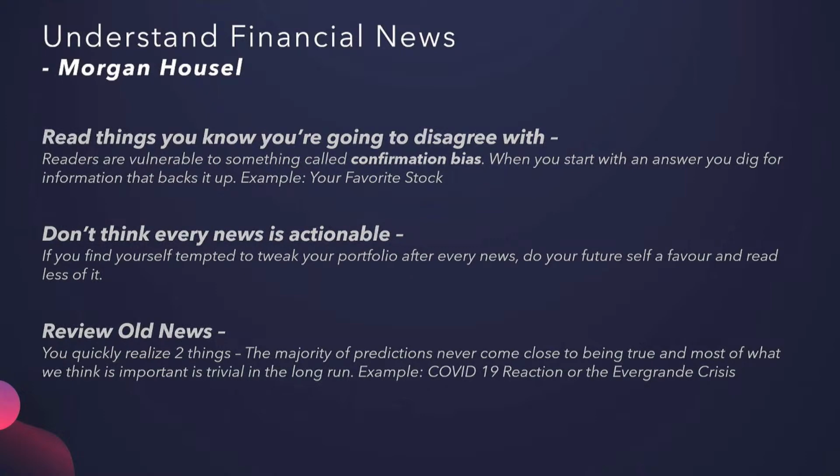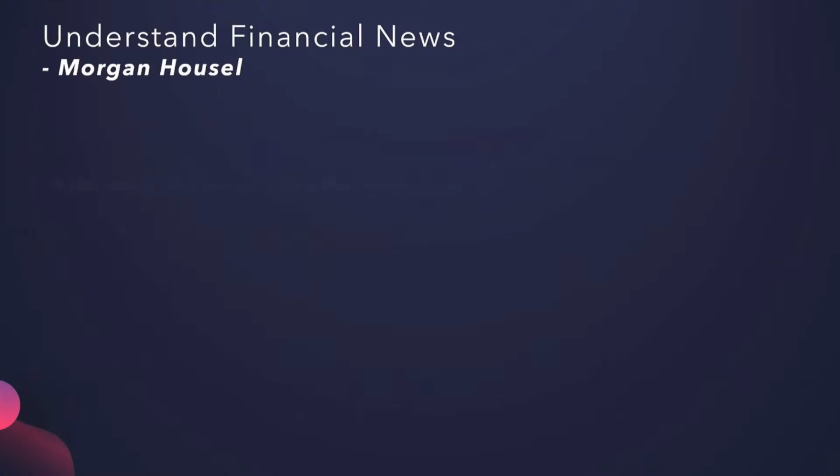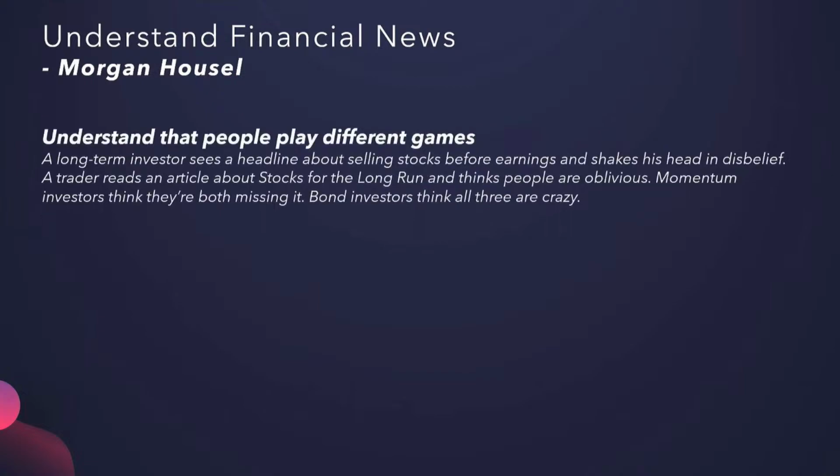Two more things you should keep in mind. The next one is to understand that your neighbor plays a different game when he reads the paper versus when you play. This line is written very nicely over here. A long-term investor sees a headline about selling stocks before earnings and shakes his head in disbelief. A trader reads an article about stocks for the long run and thinks people are oblivious. Momentum investors think they're both missing it. Finally, bond investors think all three are crazy.